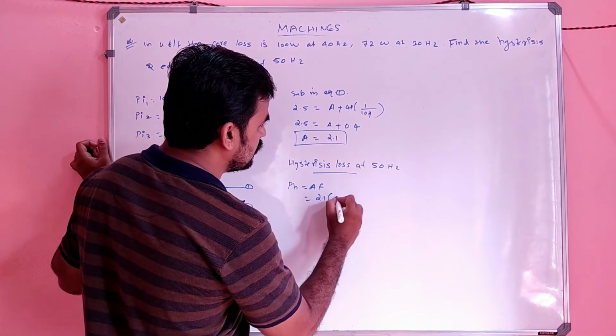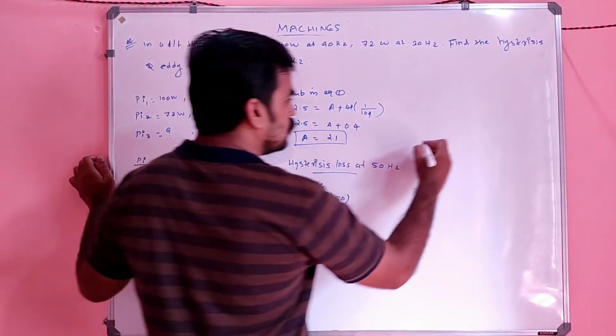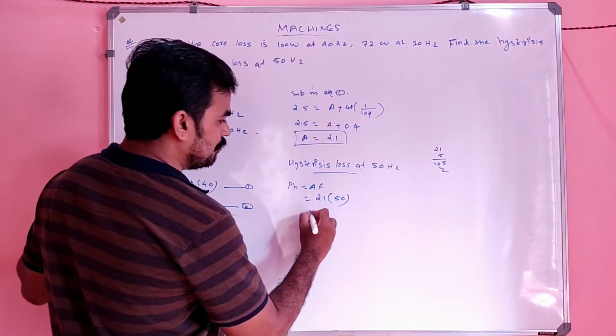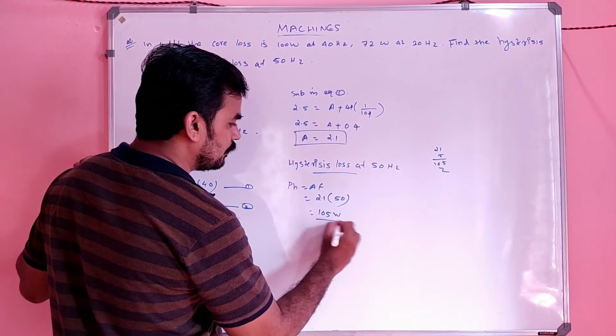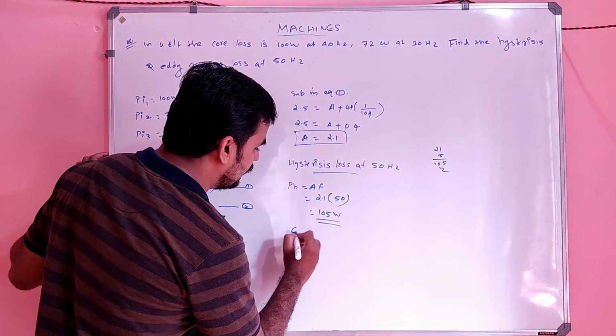2.1 into F, and F is nothing but 50, right? So 2.1 into 50, so 21 into 5 will be 105 watt. So you got the value of hysteresis loss at 50 Hz. Next you have to find eddy current loss.